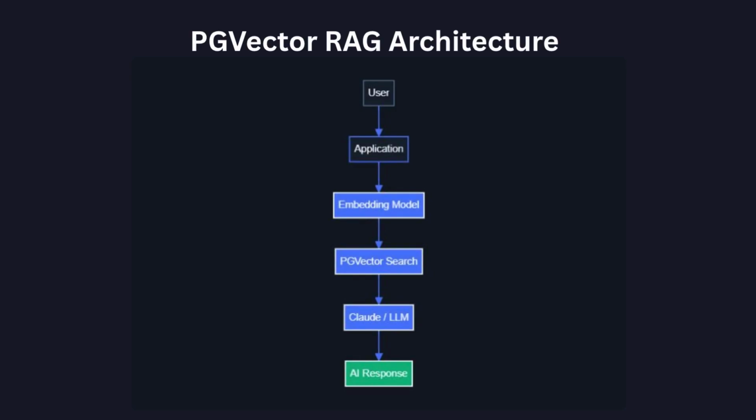Finally, let's look at the full PGVector RAG architecture. The process begins with a user query. The application converts this query into an embedding using an embedding model. This embedding is then used to perform a similarity search in the PGVector database. The database returns the most relevant document chunks. These chunks are added to the prompt as context. The language model then processes this enriched prompt and generates a grounded, accurate response.